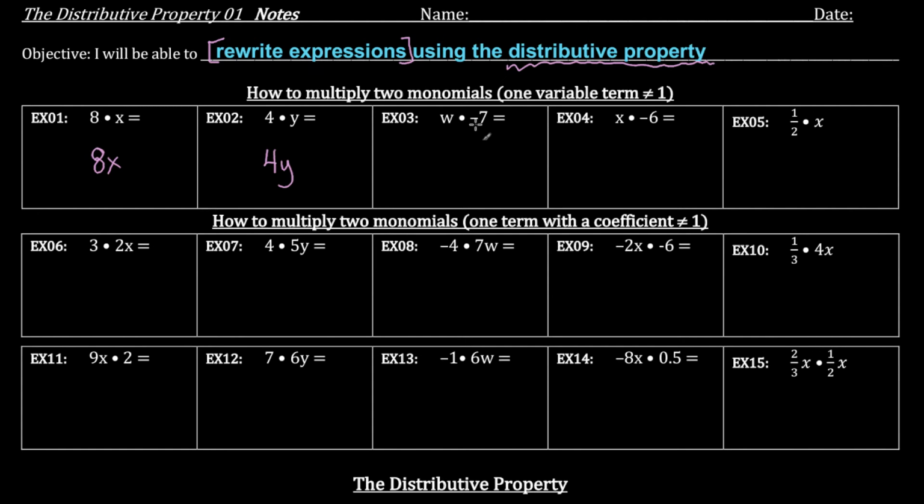So w times -7 is actually -7w. X times -6, we can rewrite that as -6x. And half times x can be written as half x.